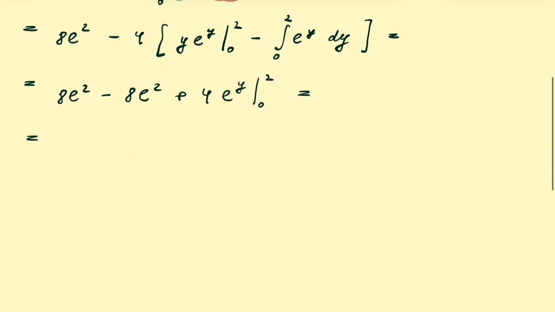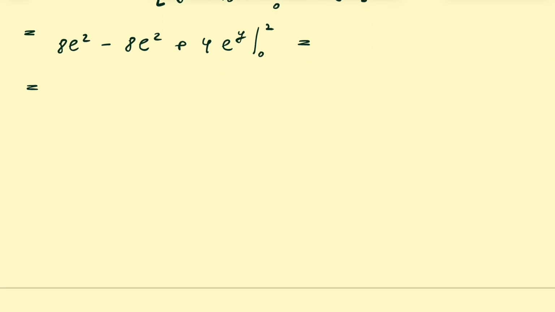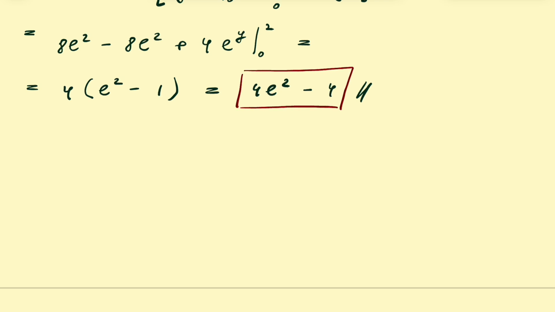Now we have our final answer. It's naturally 0 plus 4 times, now for this expression we have e squared minus e to the 0 is 1. So basically it's 4 times e squared minus 4. It's our final answer. This time not using AI to rectangle it.